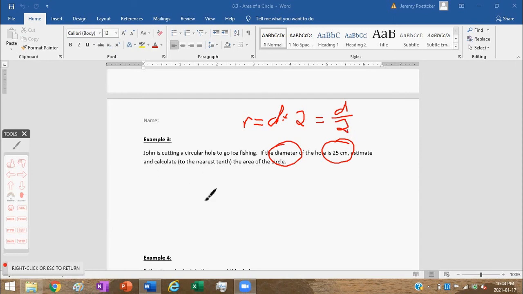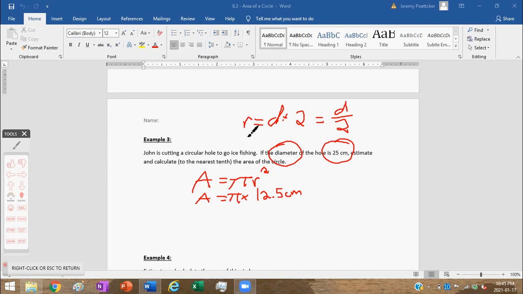All right, so area equals pi r squared. As my estimate goes, 12 is pretty close to 10. 3 times 10 times 10, about 300 centimeters squared. It's going to be bigger than that because I'm rounding down. But here we go. Pi times the radius, which is, again, 12.5 centimeters. How did I get that? Again, I took my 25 divided by 2.